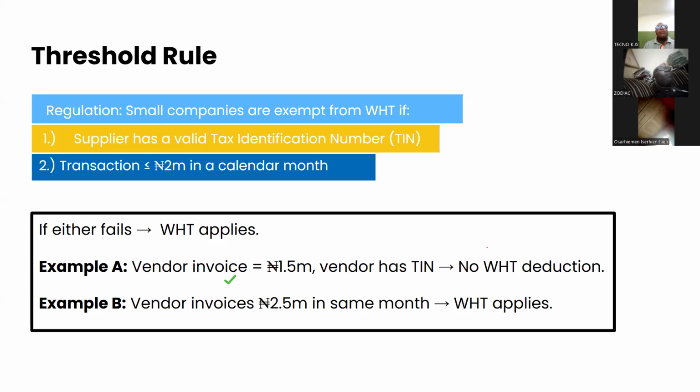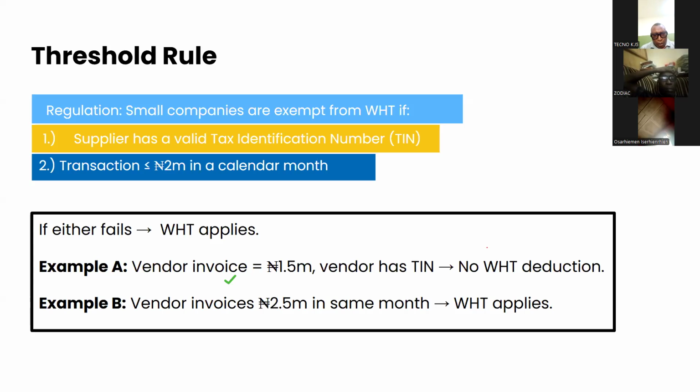But in practice, this applies more to limited liability companies. The people practicing this are limited liability companies. Business names are not accurately covered, because a supplier must have a valid tax identification number. Since a business name is tied to the owner, who has an NIN, it means the owner already has a TIN. So it was not expressly captured in the law, but in practice, it is limited liability companies that practice this more.